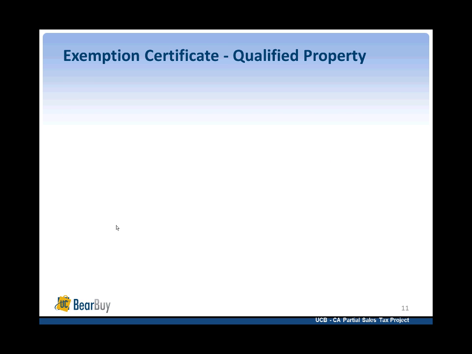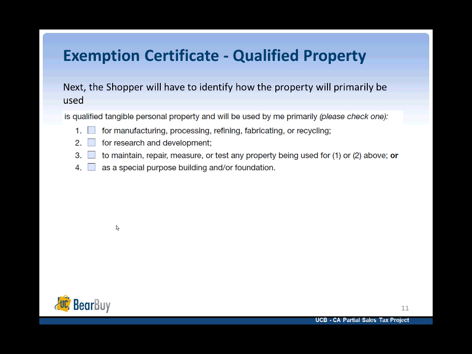For qualified property, the shopper needs to identify how the property will be primarily used. If it's for manufacturing, for research and development, to maintain, repair, measure any property, and so on. You'll notice that the majority of the property will be used for number 2, research and development. But the other 3 options are available as well.